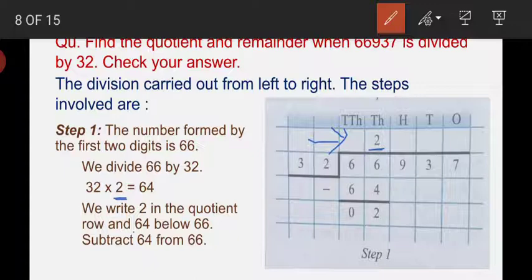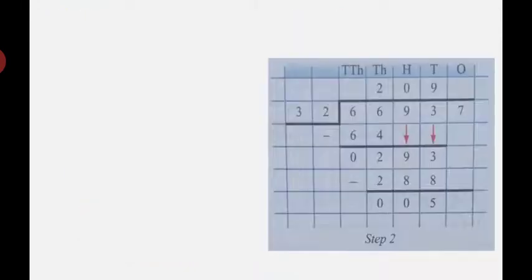Next, we have to place this 64 just below the 66. You have to write 64 just below the 66. After that you have to subtract 64 from 66 in this way. So 6 minus 4 is 2, and 6 minus 6 is 0. Now move towards the next step.